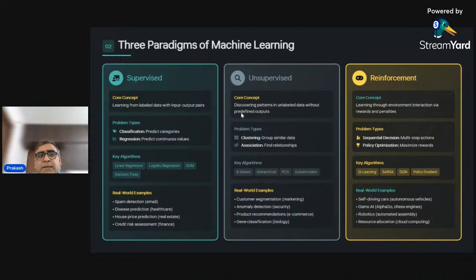What is supervised? Supervised is the one where you already have labeled data available. You have input, you have output, and you train your model using this data. So the model understands that for this input, here's the output. It understands different patterns, so that once it is given a new set of input, it can predict the output based on that.